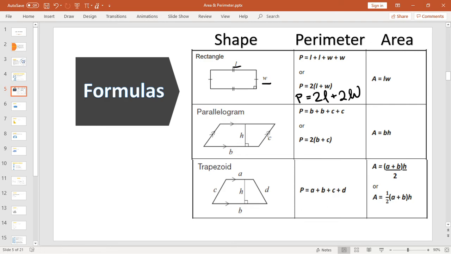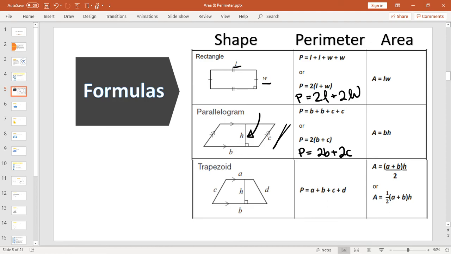Our parallelogram, perimeter is just adding up all the sides, and it follows the same rule. You can do 2 times b plus c, or you can do 2b plus 2c. And the area is still the base, but instead of multiplying by the slant, you want to make sure that you're using the height for your multiplication.